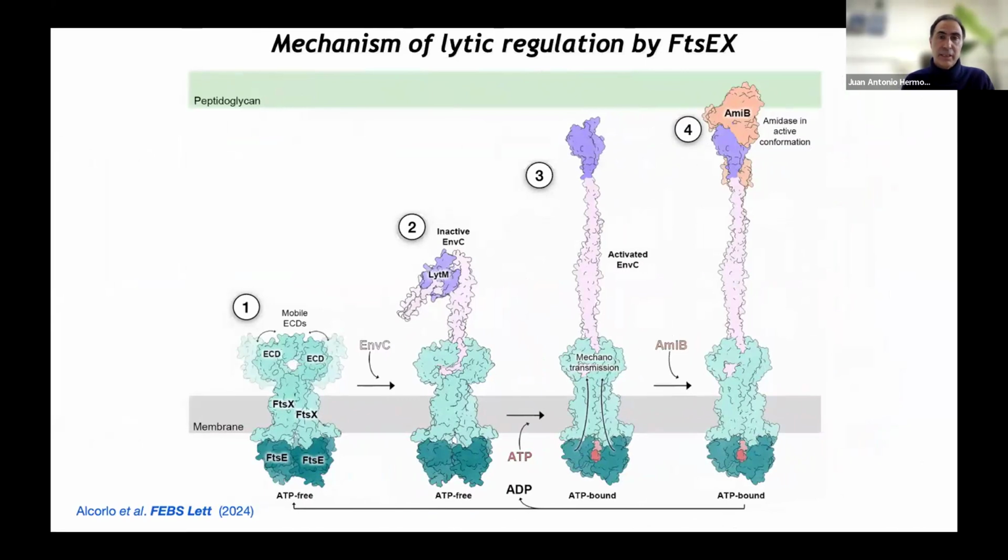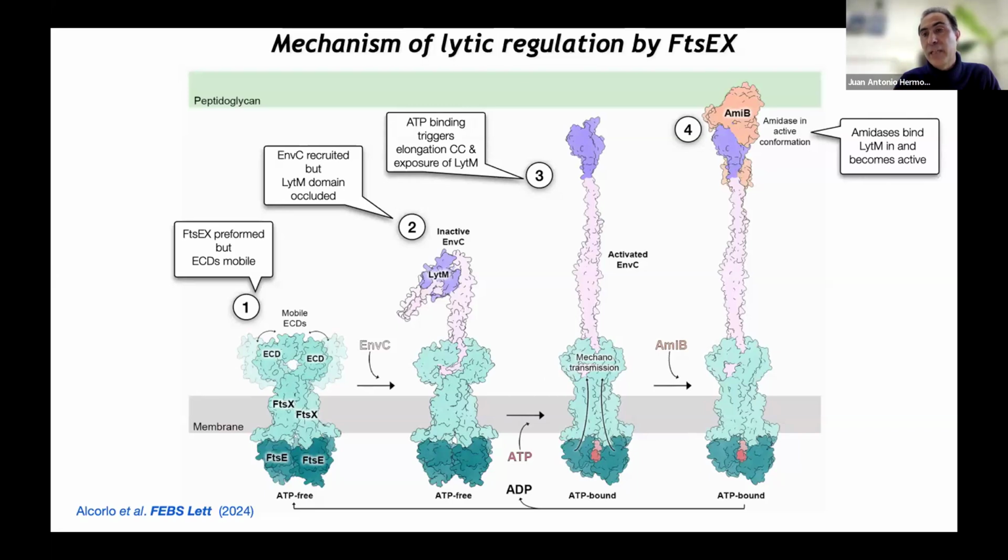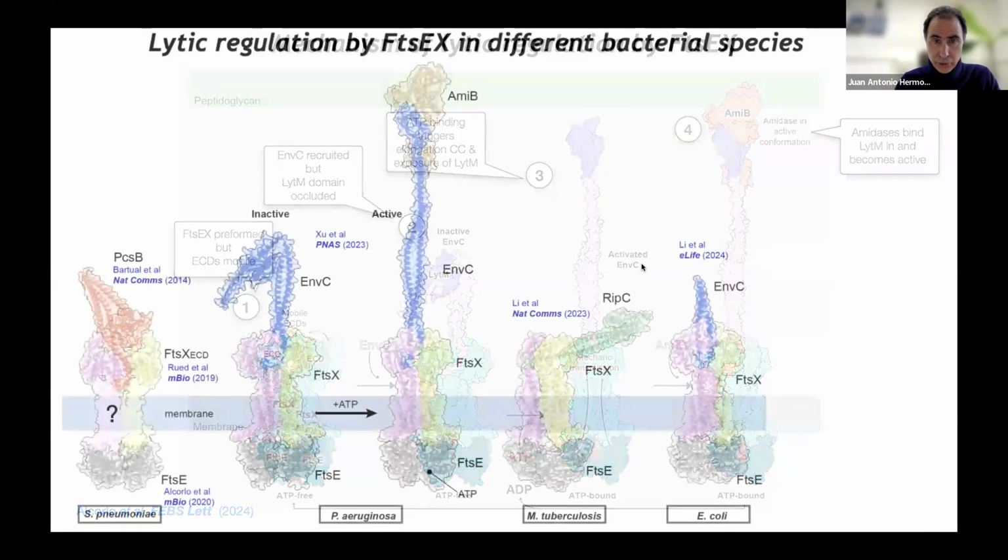So with all these structures, we can provide a mechanism of lytic regulation by FTSEX. First of all, we have the FTSEX that is preformed, but with extracellular domains that are extremely mobile. EnvC can then be recruited, but in that case, the lytic domain remains occluded. Then ATP is the trigger: it triggers the elongation of the coiled coil, making the exposition of the lytic domain. At that time, the amidases can bind the lytic domain and become active.